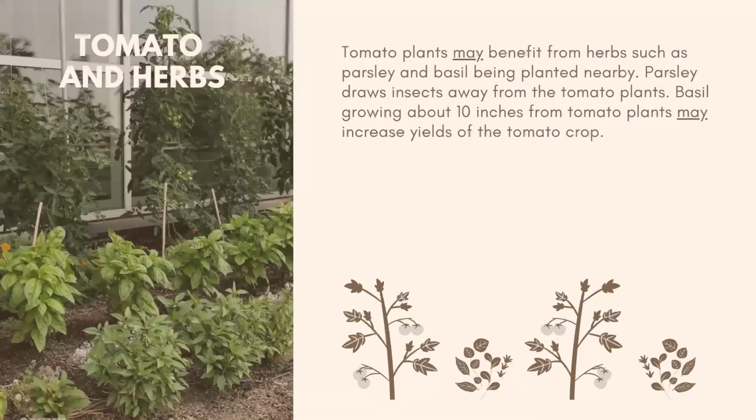Another familiar one that I hear a lot about that people like to do is the mixing of tomatoes and different herbs. So tomato plants can benefit from herbs such as parsley and basil being planted nearby. Parsley draws insects away from the tomato plants, and basil grown about 10 or so inches from the tomato plants can possibly increase the yields of tomato crops.